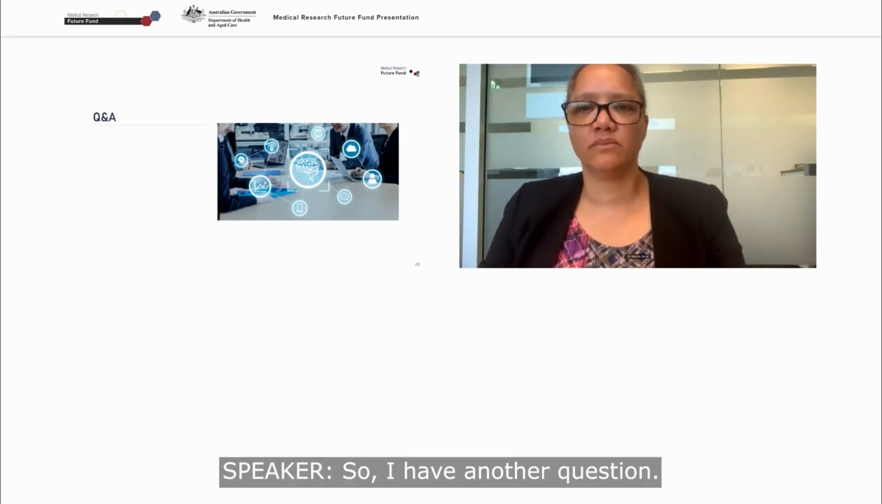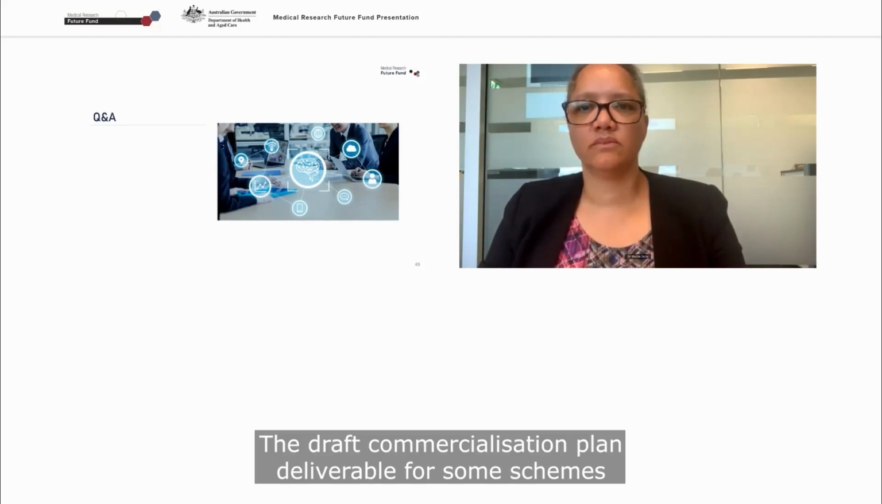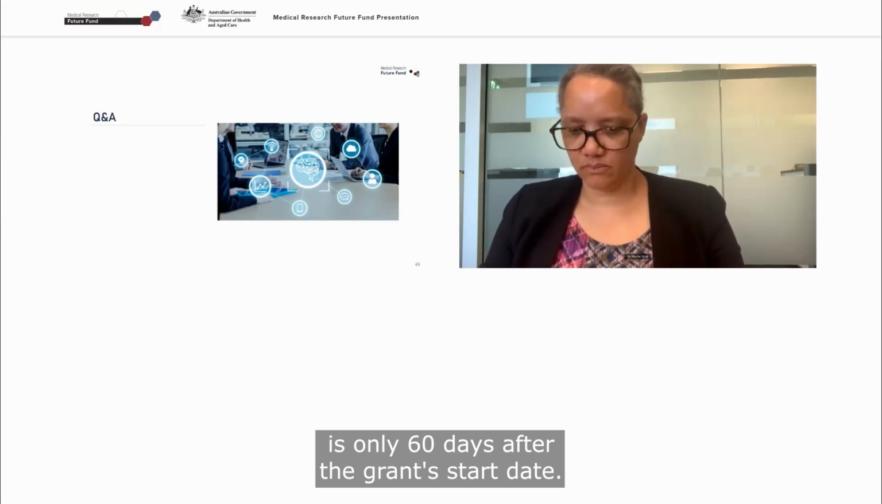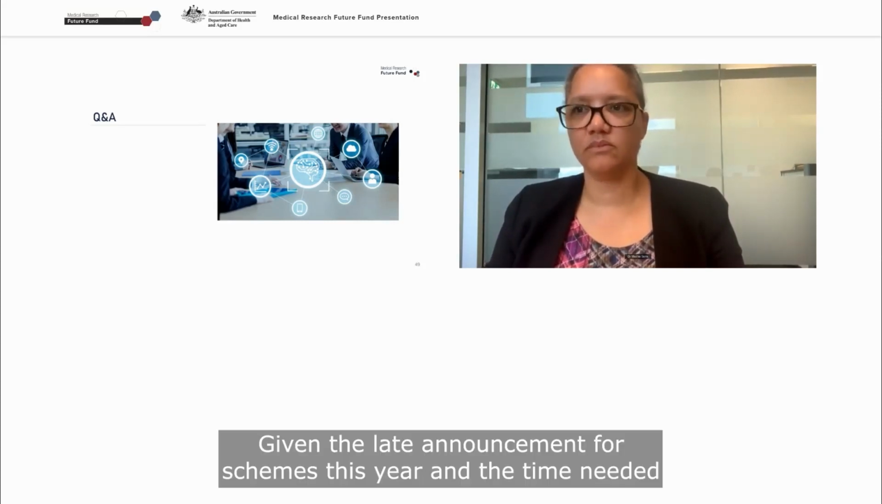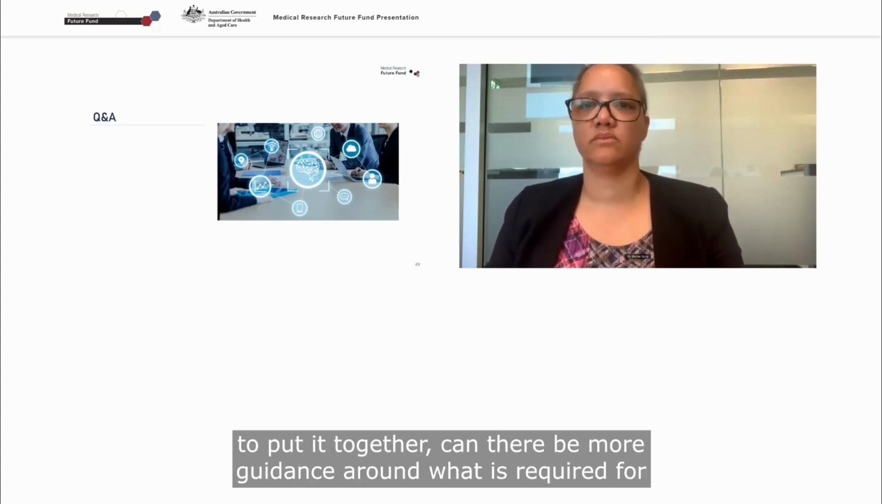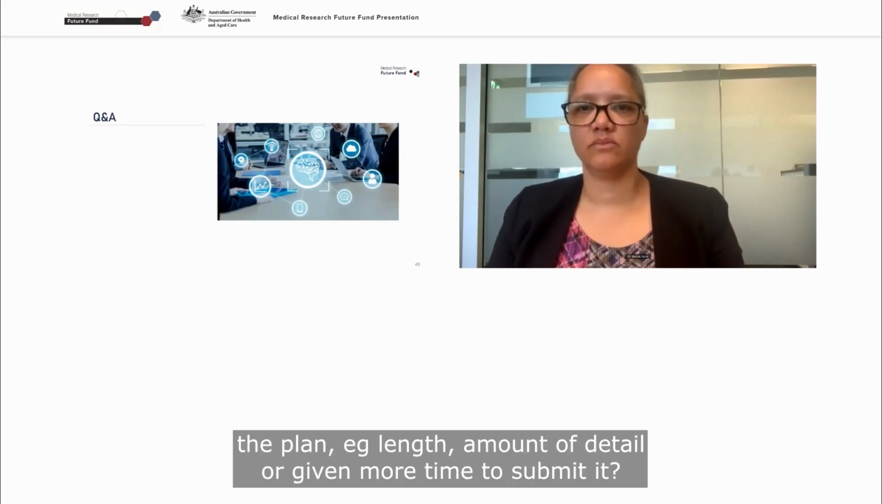So I have another question. The draft commercialisation plan deliverable for some schemes is only 60 days after the grant's start date. Given the late announcement for schemes this year and the time needed to put it together, can there be more guidance around what is required for the plan, e.g. length, amount of detail, or given more time to submit it?